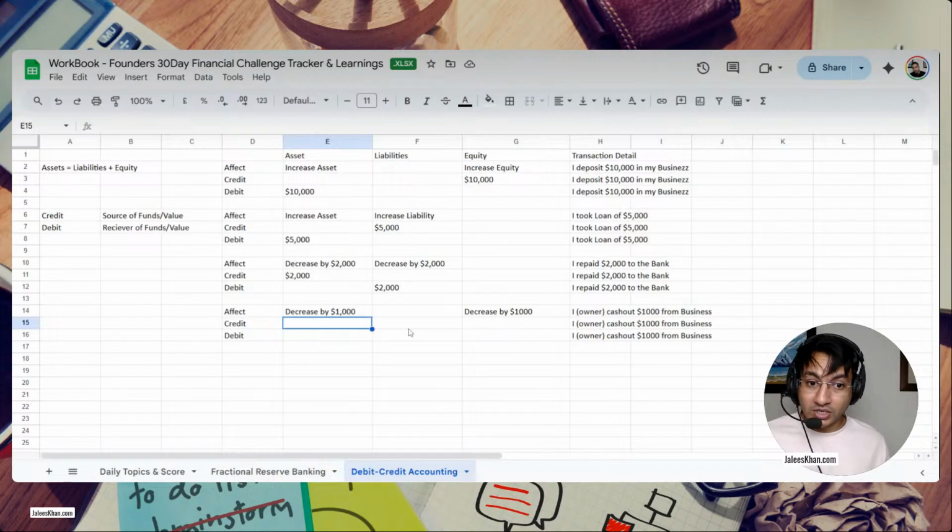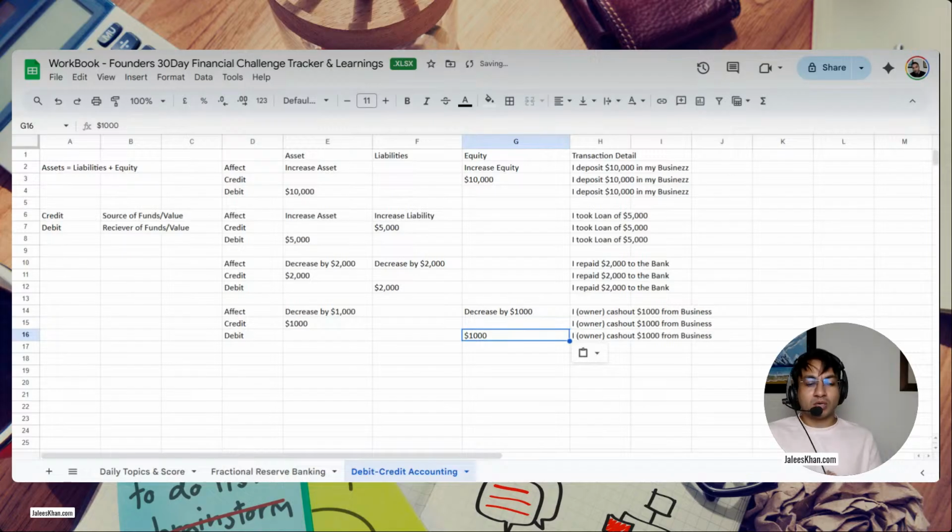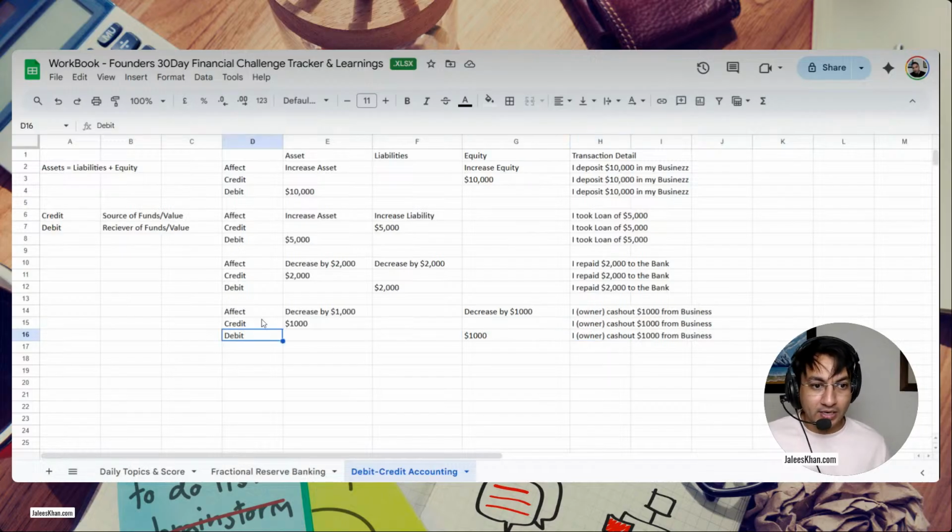So here we go. The source of this transaction, the source of the fund, is this one. So the $1,000 comes from here, and equity is going to debit because it's the receiver of the funds. So that's it, guys.